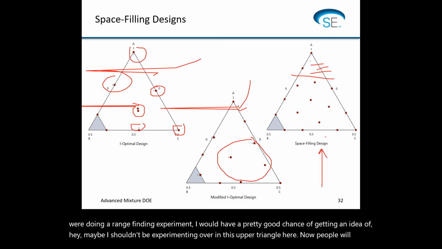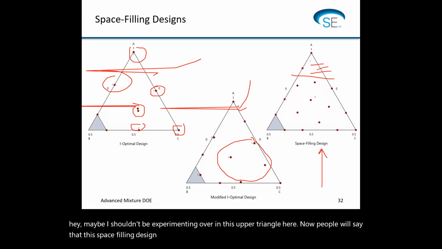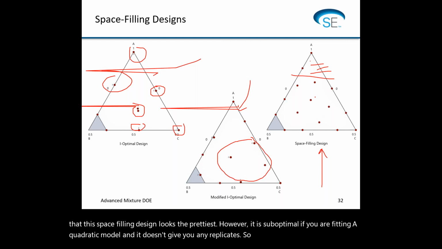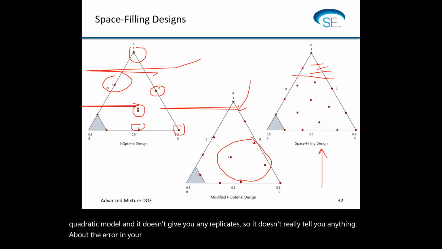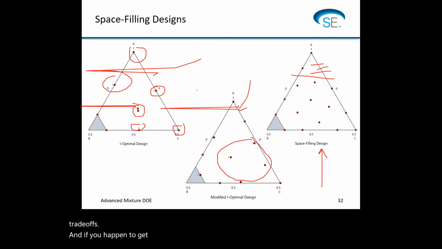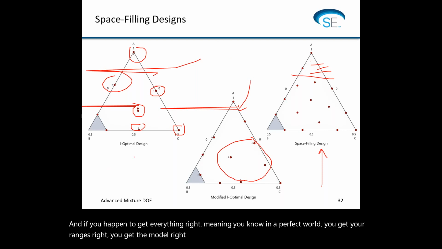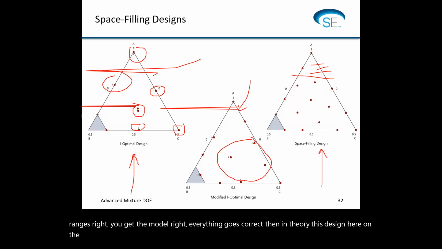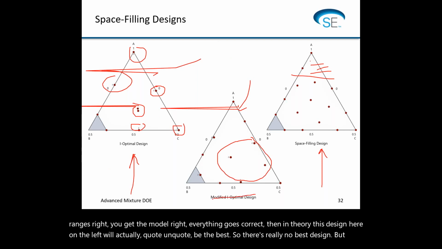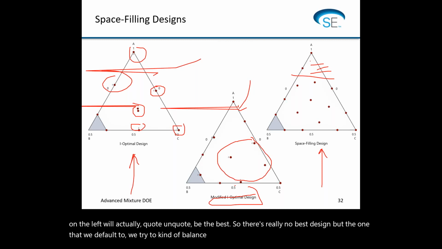Now, people will say that this space filling design looks the prettiest. However, it is suboptimal if you are fitting a quadratic model, and it doesn't give you any replicates. So it doesn't really tell you anything about the error in your system and whether the model you're fitting is appropriate. So there are trade-offs. And if you get everything right, meaning in a perfect world you get your ranges right and the model right, then in theory this design here on the left will quote unquote be the best. So there's really no best design, but the one that we default to tries to balance all of these issues to guard against catastrophes. That's the one in the middle.